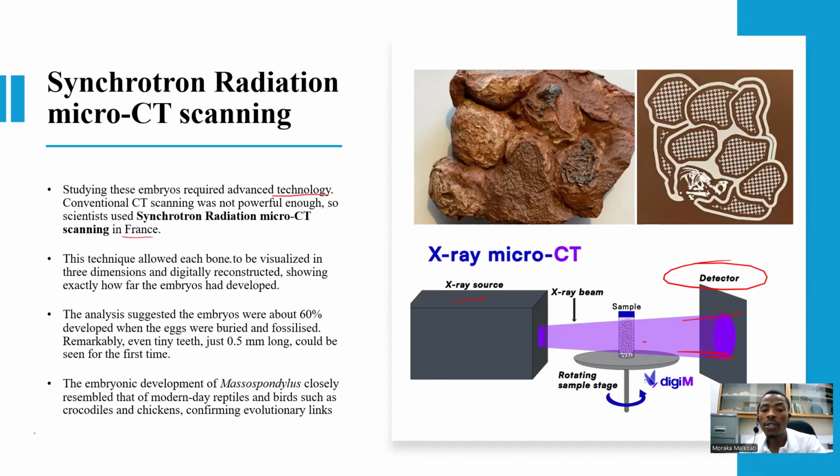This technique allowed each bone to be visualized in 3 dimensions and digitally reconstructed, showing exactly how far the embryos had developed. The analysis suggested that the embryos were about 60% developed when the eggs were buried and fossilized. Wow, so they were at least 60% developed.